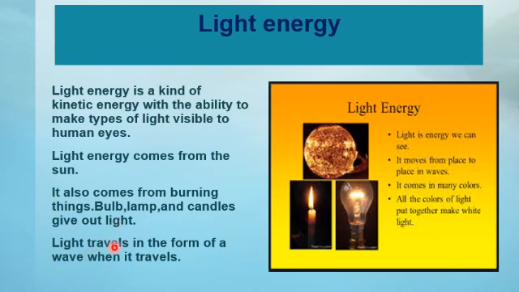Light travels in the form of waves. Light energy, you can see here, light is energy we can see. It moves from place to place in waves. It comes in many colors. All the colors of light put together make white light.